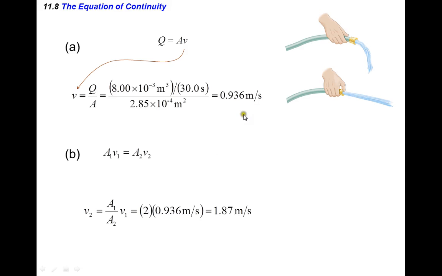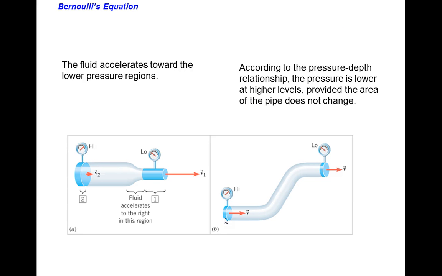And then, since we know that value, we can say A1 V1 equals A2 V2. When I put my thumb over the opening and cut it to about half, then the velocity will have to double in order to get all the water out in the same amount of time. So 2 times 0.936, 1.87 meters per second. All right, so this is kind of counterintuitive, but back here in the bottleneck is where we have high pressure. Down here, as we're getting to the opening, as we're getting out of there, is where we have a region of low pressure. And fluid accelerates toward the lower pressure region.